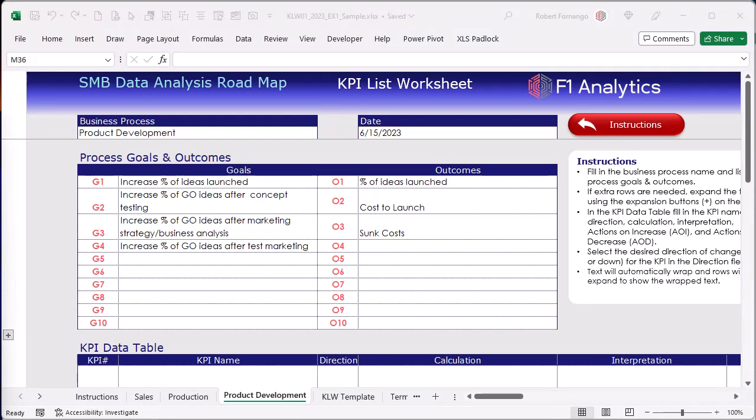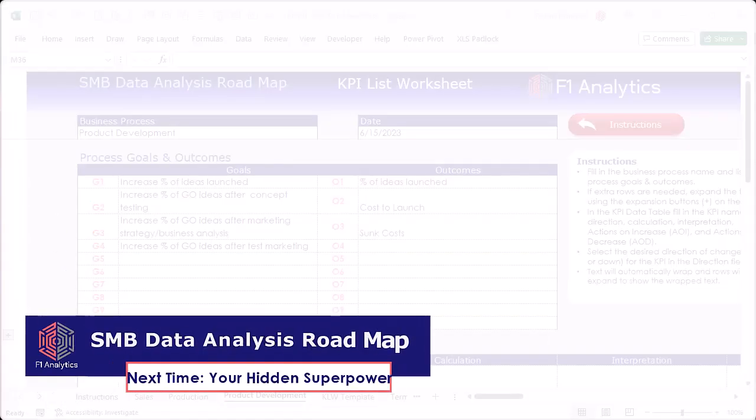Now, in part 3 of this series, we're going to take a look at your hidden superpowers in the data that you already have available to use in making your business more efficient and powerful.